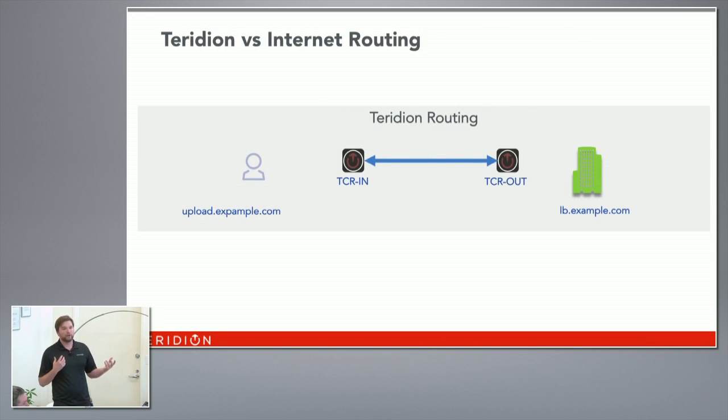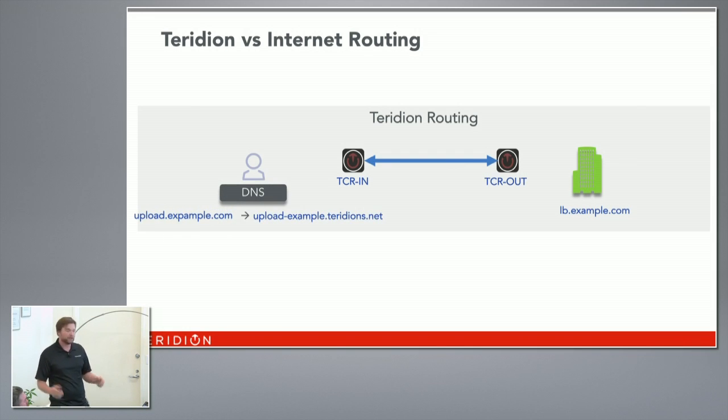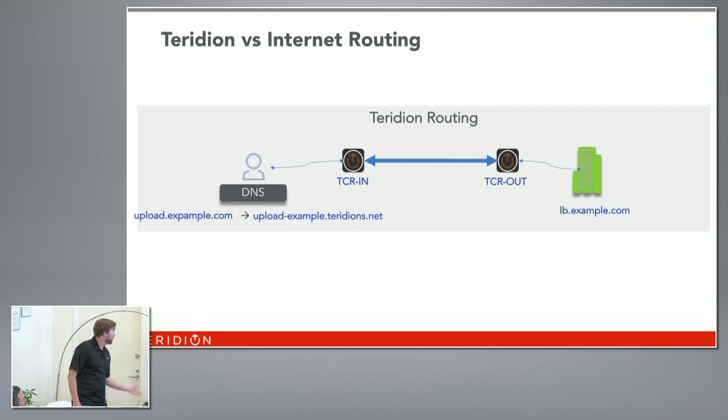So when the Teridion network's actually enabled, all the customer has to do, as opposed to CNAMEing over to that load balancer domain, is CNAME over to our Teridion optimized domain, and then that will put them on the network, and then ultimately it'll get dropped off to where it needs to end up as well.